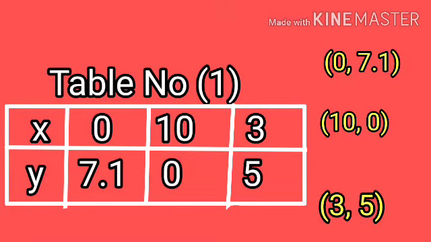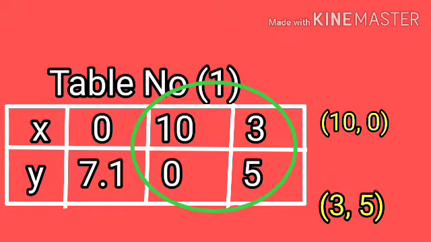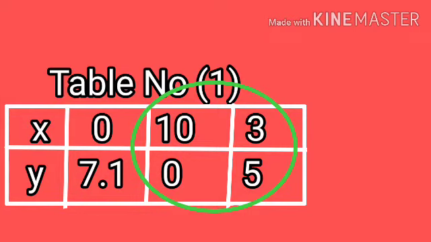Table number 1: first point is 0 comma 7.1, second point is 10 comma 0, and third point is 3 comma 5. On graph paper we will draw only the last 2 points, 10 comma 0 and 3 comma 5, because the first point 0 comma 7.1 is very difficult to draw on graph paper.